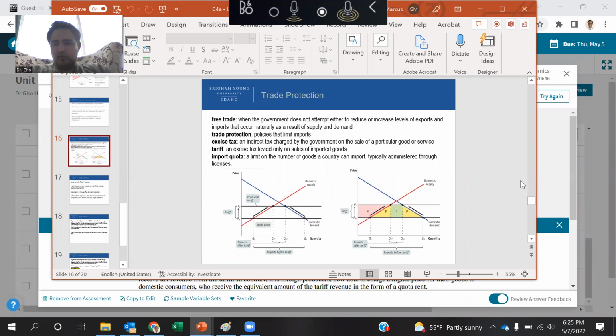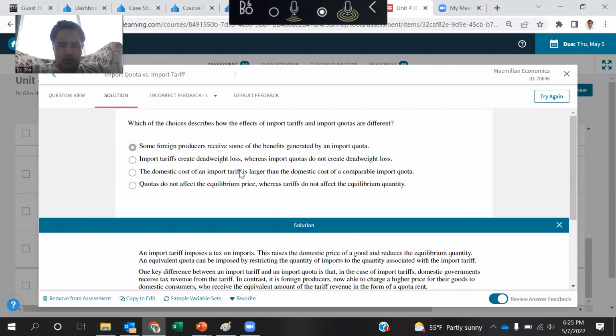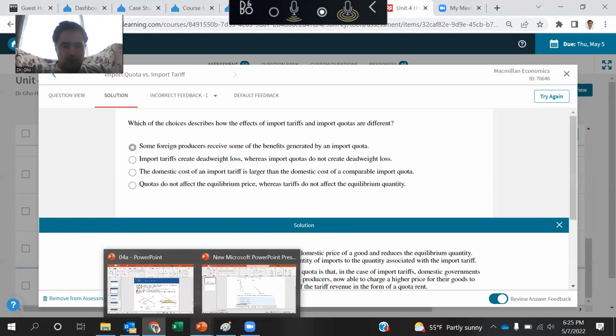The only difference between the two is that the import quota rents go to whoever holds the quota instead of the government collecting the tariff. That's really the only difference between those two. And so I wouldn't say that one of those is larger. Anyways, I'm not sure with that, but that's not the right answer. Quotas do not affect the equilibrium price, whereas tariffs do not affect the equilibrium quantity. Both of them affect the price, and both of them affect the quantity.